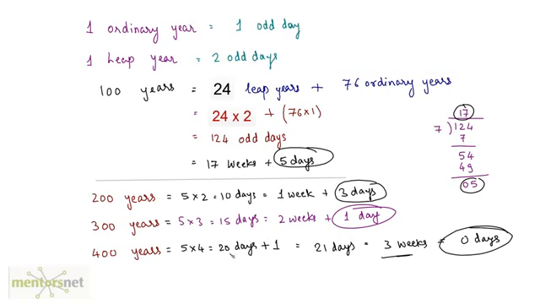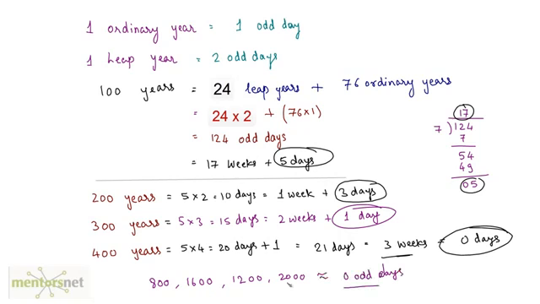Now we've got the number of odd days in 400 years. So any year that is a multiple of 400 will have 0 odd days. So 800 years, 1200 years, 1600 years, even 2000 years will have 0 odd days. I hope you got the point.